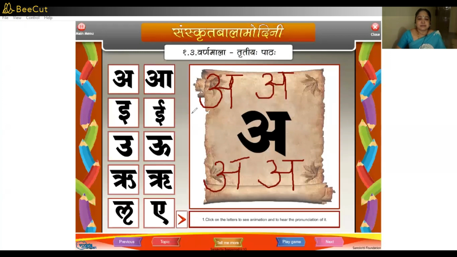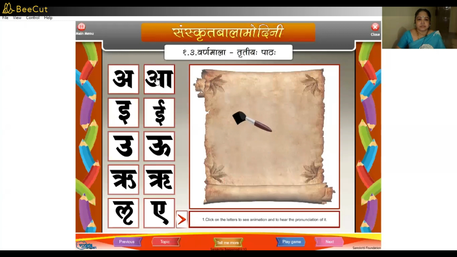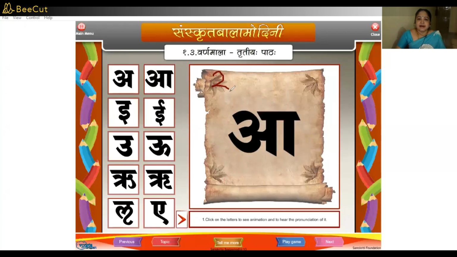Next is A. Write A and then a line afterwards. This is A. A and then one more line. A.